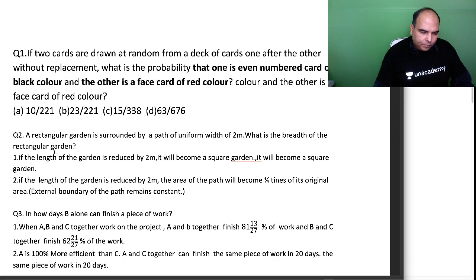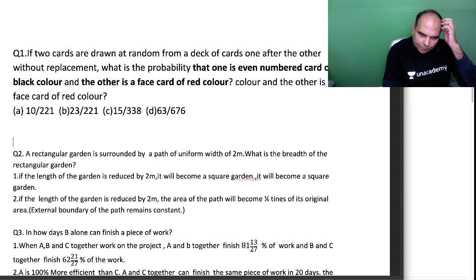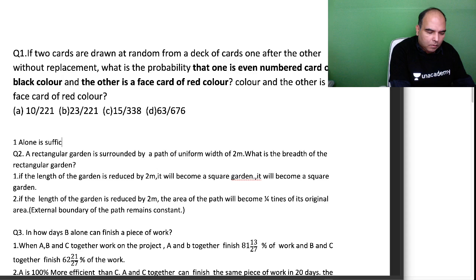Right, let's look at the second question. Now, before I go there, I want you to look at this question first and try to solve it. Now this is a data sufficiency question, and this has to be answered in that form. If one alone is sufficient, then you mark A. B alone, 2 alone is sufficient, then you mark B, and so on. If both 1 and 2 are required to answer the question, mark C, otherwise you mark D.